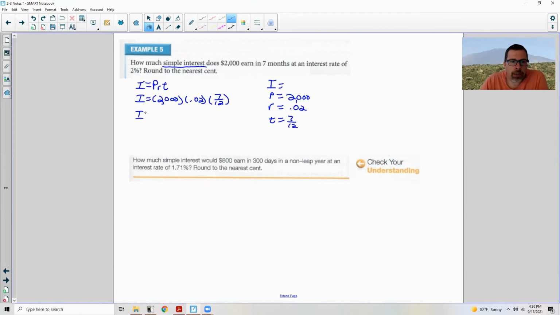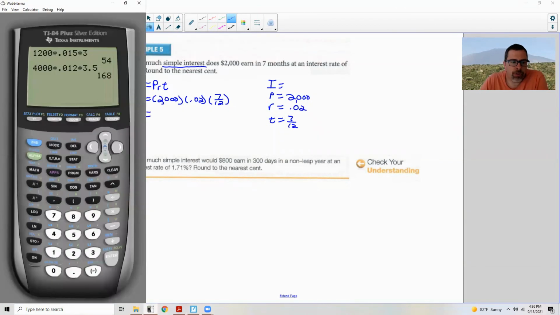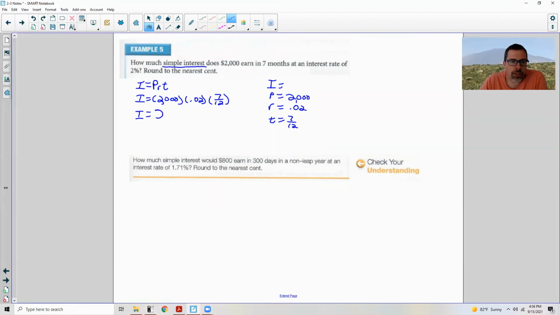Okay. I equals, calculator. 2,000 times 0.02. Then I'm just going to do parentheses, 7 divide 12 in parentheses, and hit enter. And I get $23.33, 23.33 repeating. Okay, since it's money, I will round, and I'm going to change this to an approximation because it's not exact, and I'll say $23.33. Go back. Okay. How much simple interest does it earn? Round to the nearest penny, which I've done.